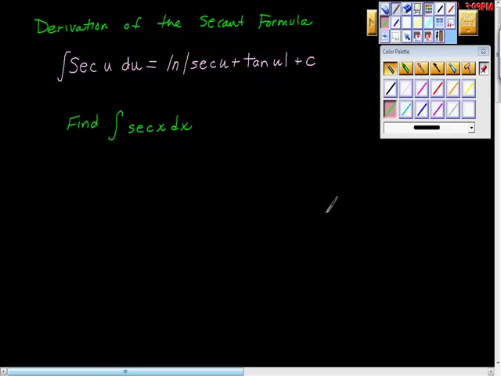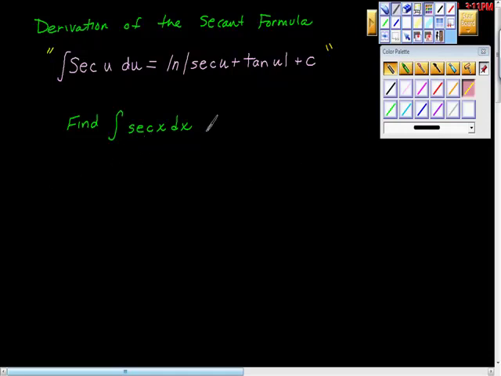So, another pointless piece: the derivation of the secant formula. So we know this, and practically speaking, let's say that we know this because it's given to us, and we should have it memorized so we can recognize these patterns, but we could also prove it. So let's try to prove it.